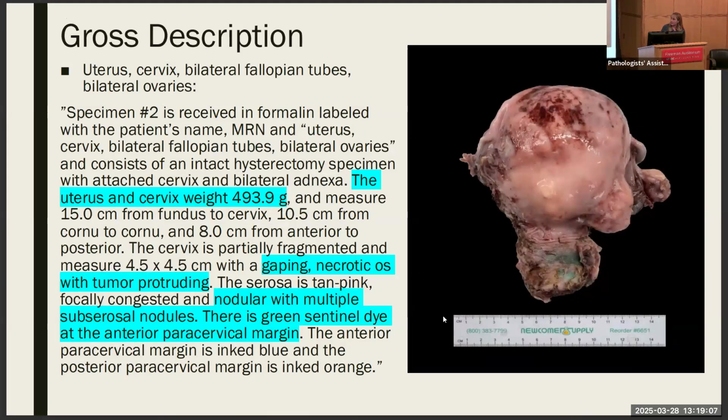So we will not read my entire gross description, but this is the outside of the specimen. It was noted to weigh 493.9 grams. The average hysterectomy specimen that is benign, according to the AAPA, weighs between 40 and 80 grams. It's very enlarged. Our os had tumor protruding through, and the serosa was congested with multiple subserosal nodules. And like we said, we can see the sentinel dye.